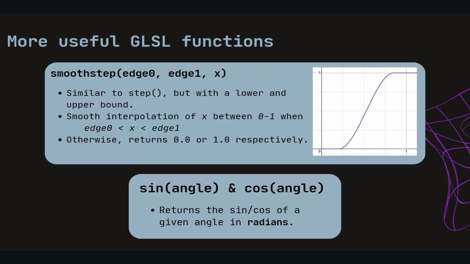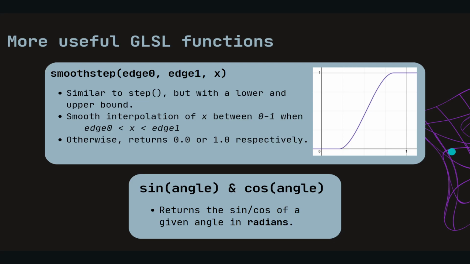Smoothstep is similar to step, but it does a cool thing where instead of immediately returning 0 or 1, you can define two edges. It'll return 0 or 1 on the outside of those edges, but between those edges it'll return a smoothly interpolated value, different than linear interpolation. So you can kind of see the graph there. That's sort of how it'll look.